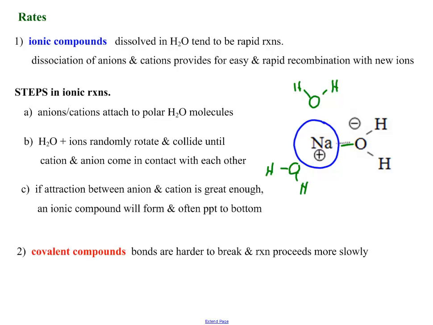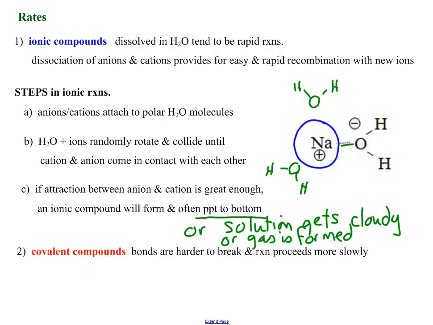But we're only going to see a compound formed. We're only going to see a reaction if we either get a precipitate, and then it's going to fall to the bottom, or the solution gets cloudy, or we get a gas formed. If we have a combination of two solutions where we get no precipitation or no gas formed, there's really no reaction going on.